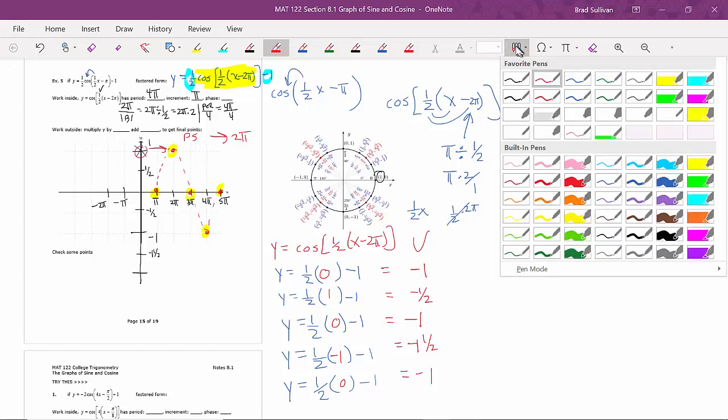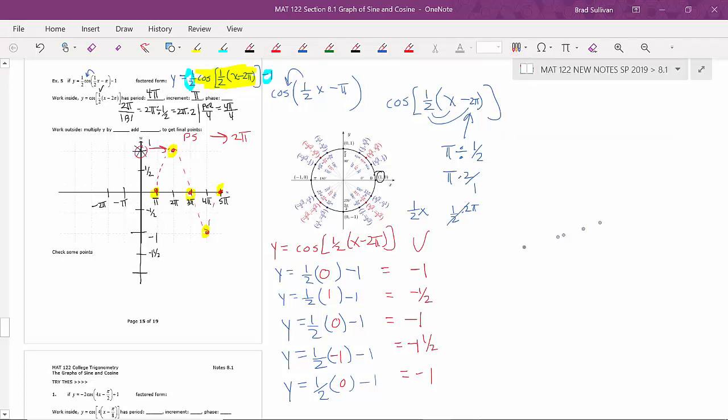Let me pick a color. Purple, why not? So the first point moves down to -1. Second point moves down to -1/2. Third point moves down to -1. And then the next point moves down to -1.5. And then the next one moves down to -1. So that would be your 5 key points. Notice what that's done is it's changed the amplitude and it's moved everything down 1. That's it. Piece of cake.